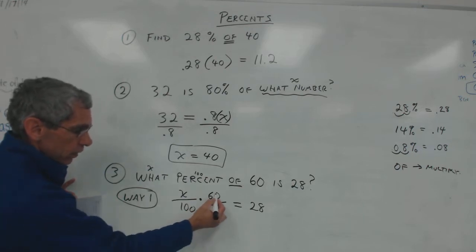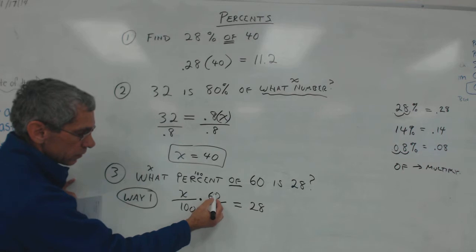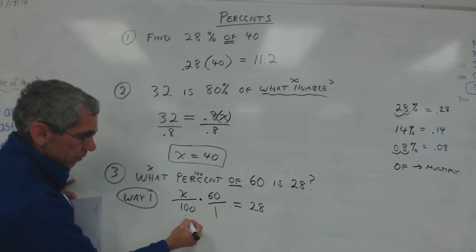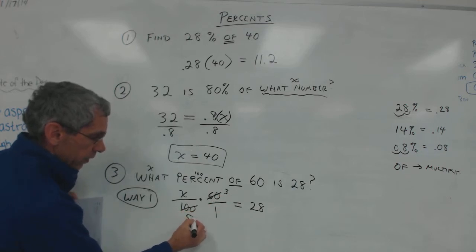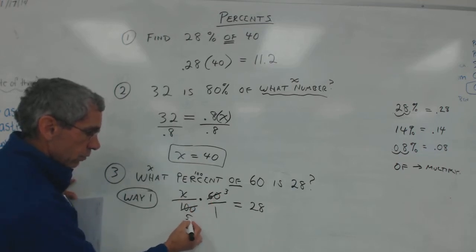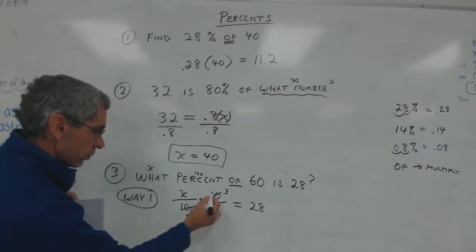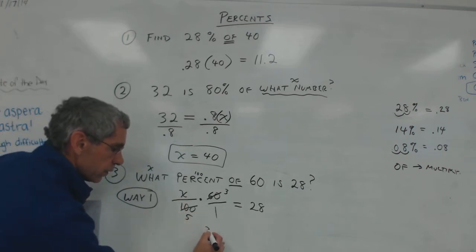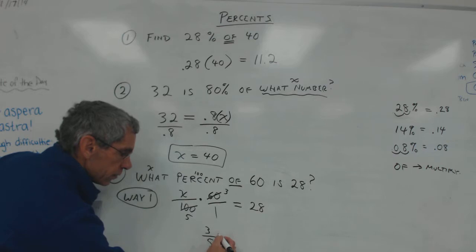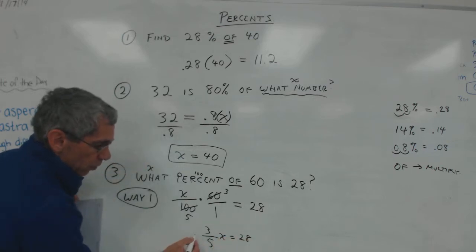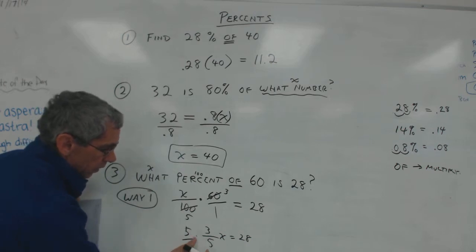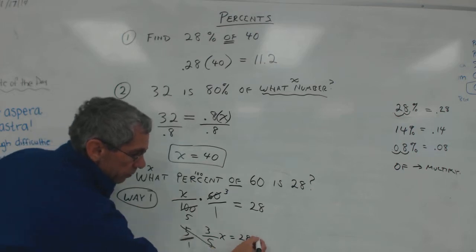But if I were going to do this, I know 20 goes into both of these. 20 goes into this 3 times, and 20 goes into this 5 times. So we've got 3x over 5. So we have 3/5 x equals 28. And then I would just multiply both sides times 5, and those cross out.